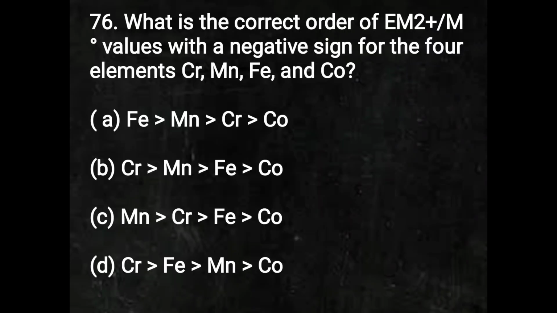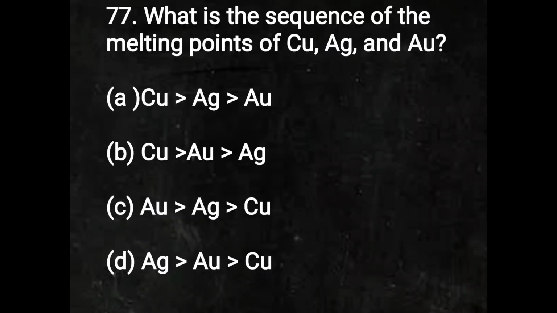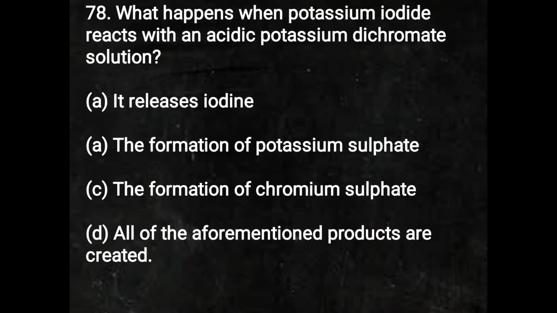What is the correct order of E°M2+/M value with the negative sign for the four elements, that is chromium, manganese, iron and cobalt? Option C is the correct option. What is the sequence of the melting point of copper, silver and gold? Option B is the right option.